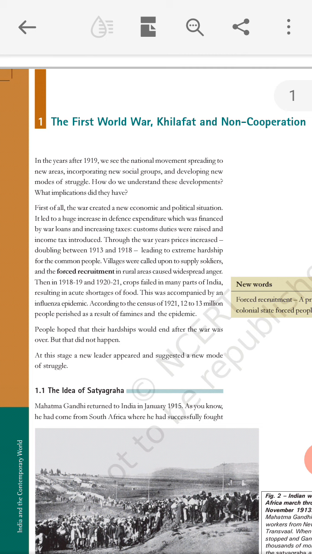How do we understand these developments? Whatever developments happened and occurred, we have to understand in this paragraph. What implications did they have? What are the results of all that happened? We will learn in this paragraph.